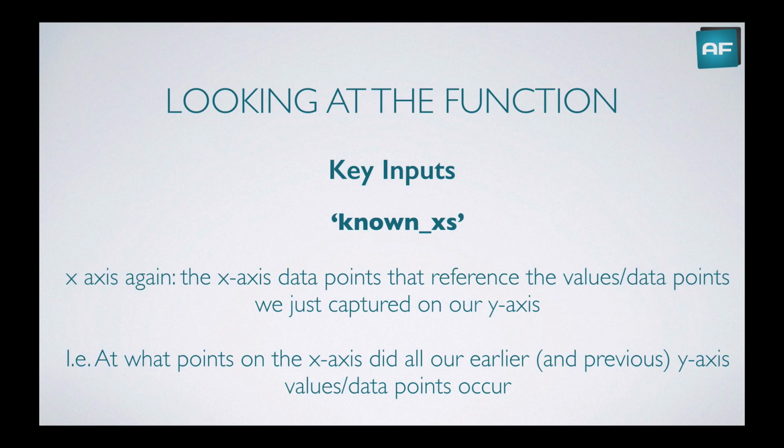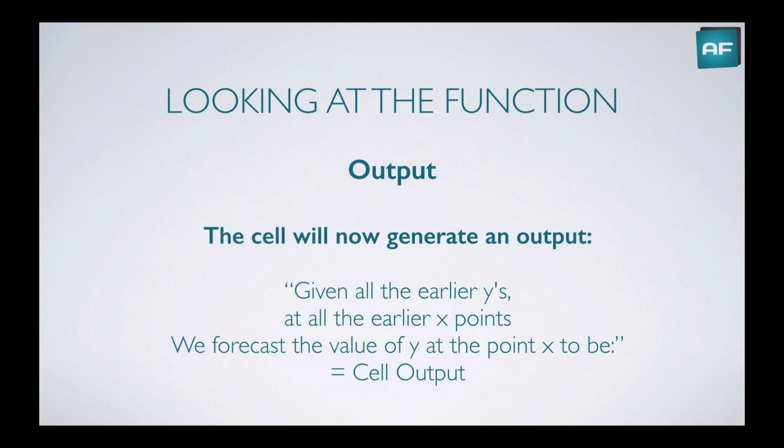And then finally, we have the known X's. And this is the x-axis again. These are the x-axis data points that reference the values we just captured on our y-axis. That is, at what points on the x-axis did all our earlier and previous y-axis values occur? So remember I just said you enter in the sales volumes for January 1 to 13 to generate the forecast for December 31st? Well, January 1, 2, 3, 4, 5, 6, 7, 8, you know what I'm getting at. They're the known X's. So the sales volumes would be the known Y's, and the actual dates would be the known X's.